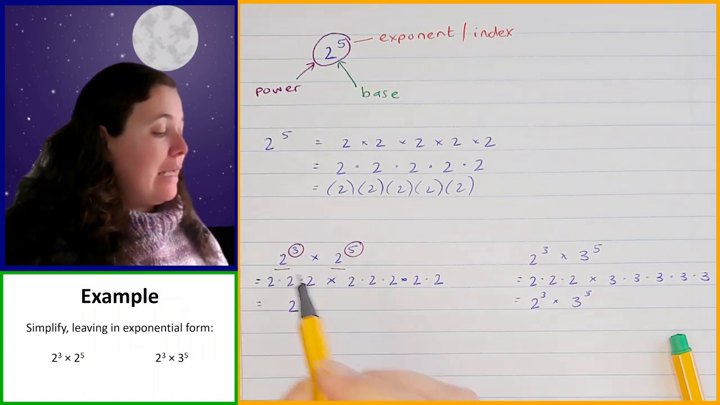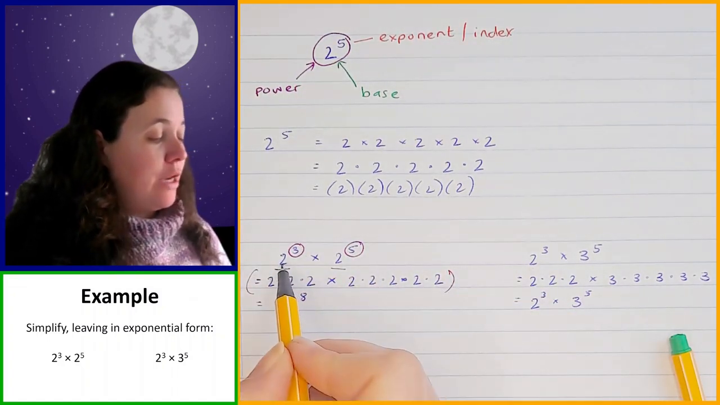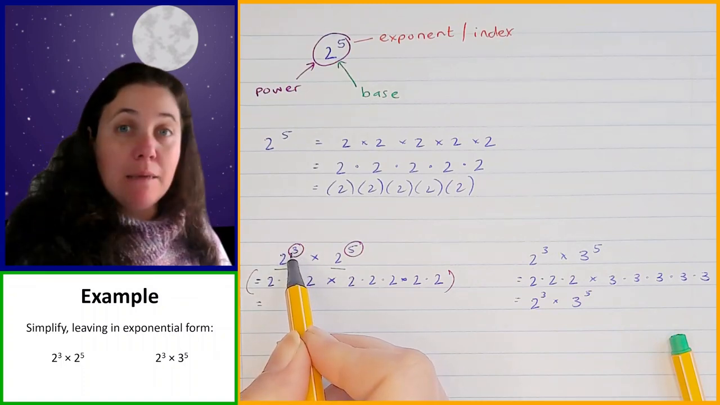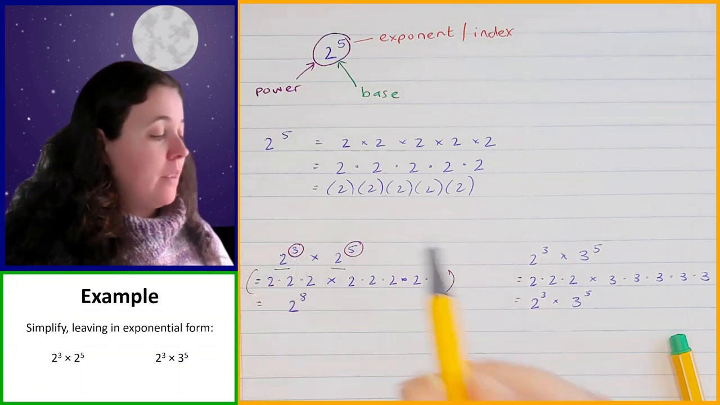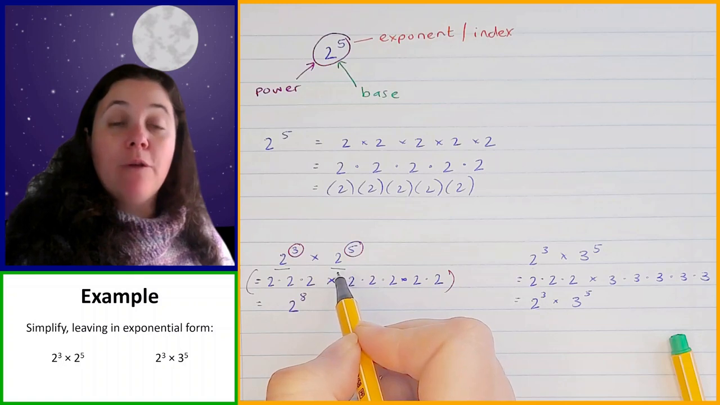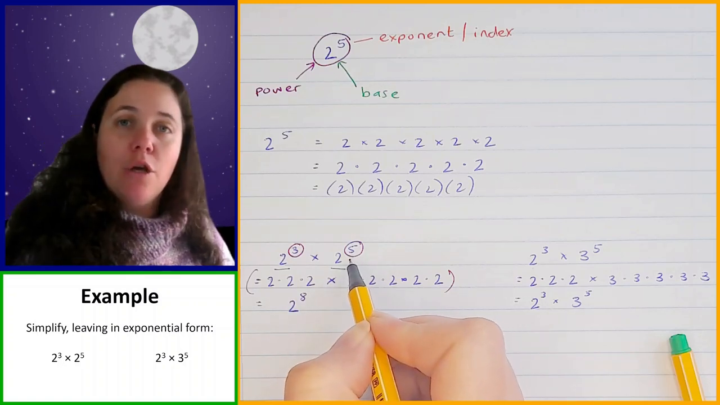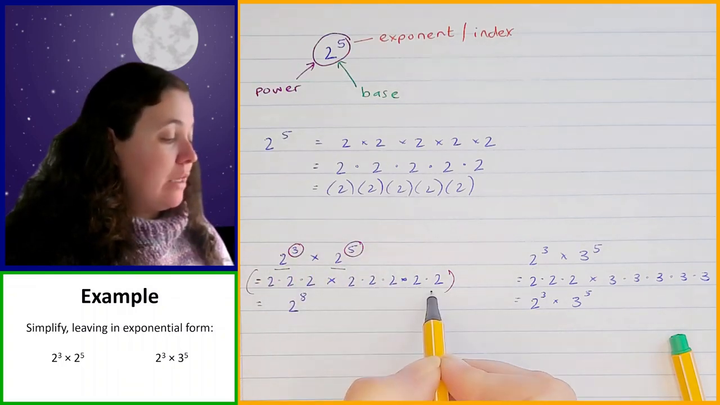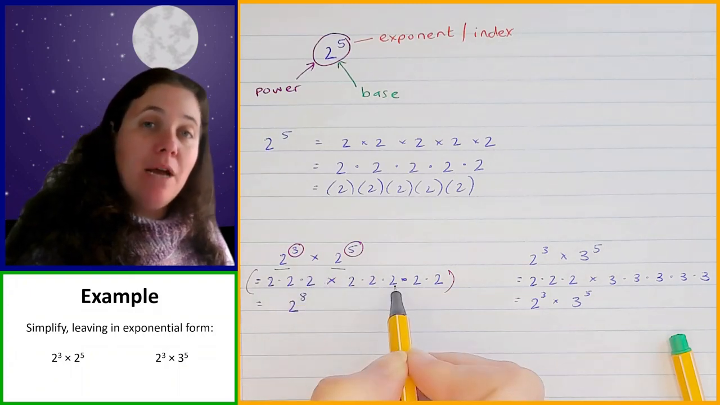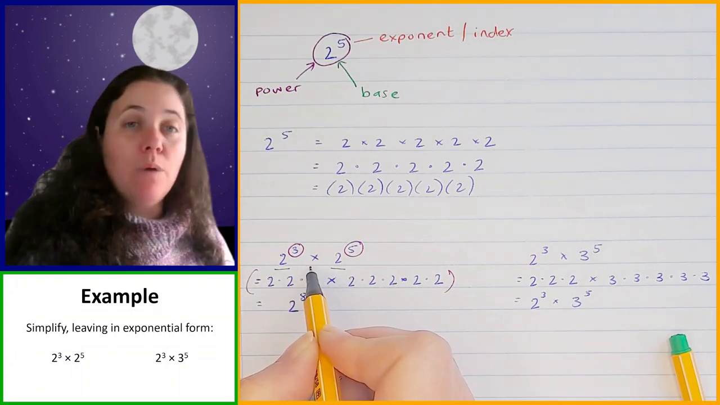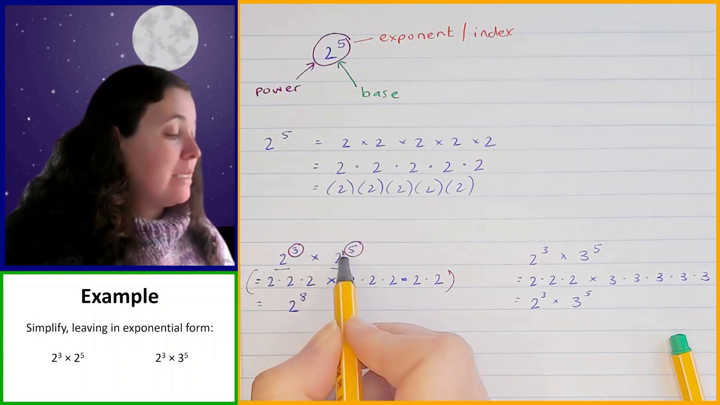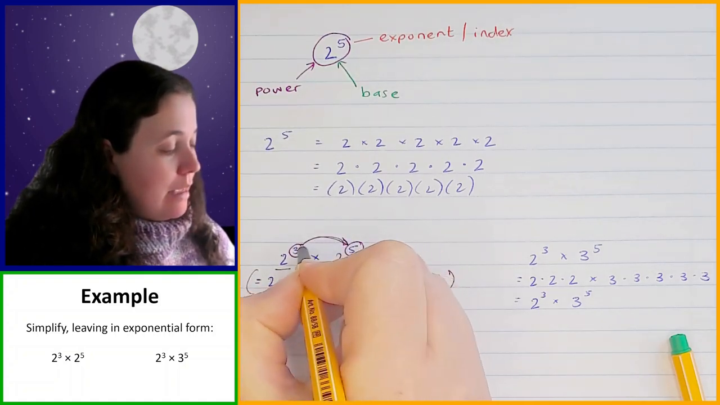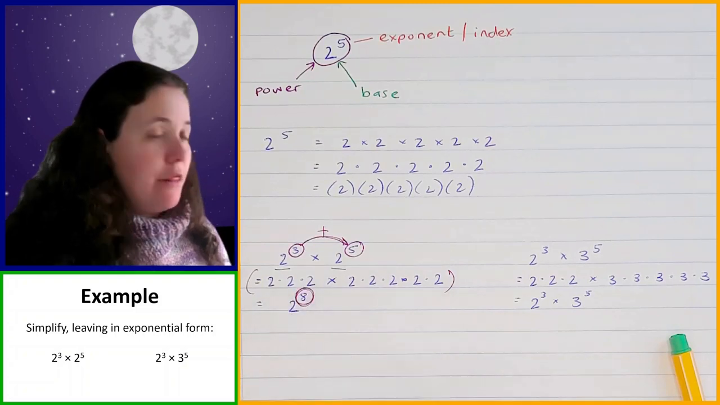But now I can skip this step by saying I know that if I write this in expanded form, there will be 3 2s, because that's what the 3 over here is telling me. It's telling me that I'm multiplying 3 2s together. And if I write this in expanded form, there will be 5 2s, because that's what the 5 is telling me. So if I write both of them out in expanded form, I will have 3 2s and 5 2s, and I'm multiplying those together as well, which means I have this number plus that number all being multiplied together. So what I can do is add them, and that is what gave me that exponent over there.